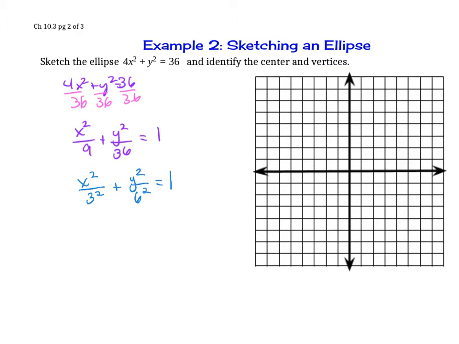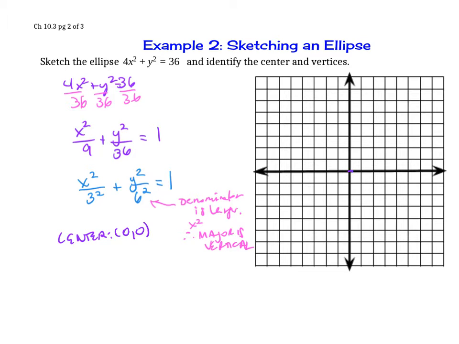So notice that the denominator under the y squared is larger than the denominator under the x squared, so therefore the major axis is vertical. What do we know by looking at this equation? First of all, we know the center. Since there are no values here, the center is at 0, 0.